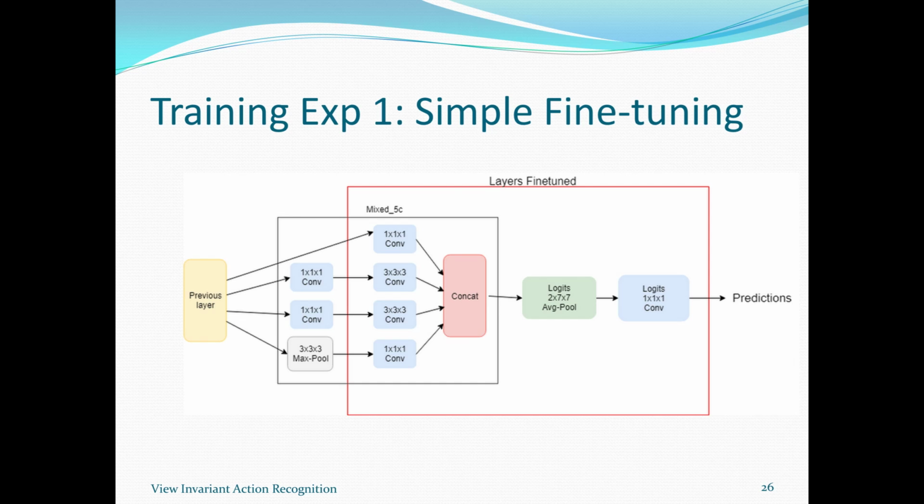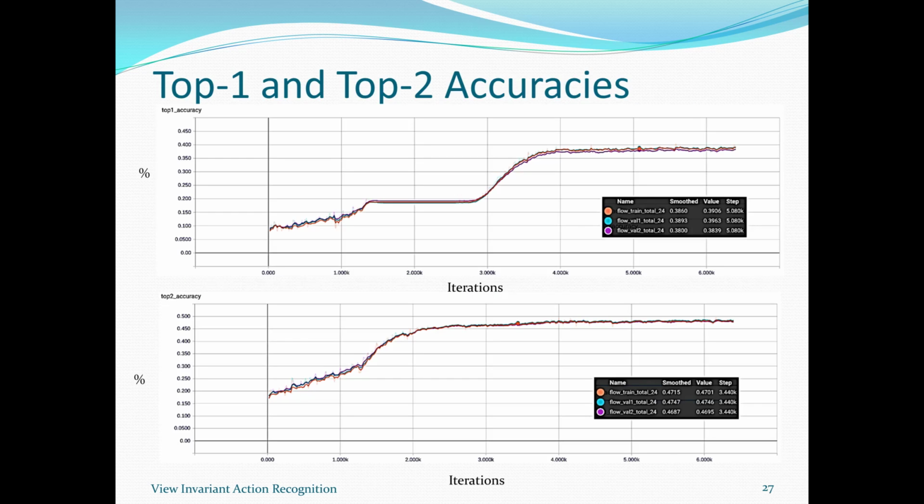And after fine-tuning this, these are the results we get. So I could tell you which color means what, but I don't think it's useful. We have top 1 accuracy, top 2 accuracy, and the highest value that it gets to is 38%, approximately 38% for all 3 cases: training, validation 1 and validation 2.